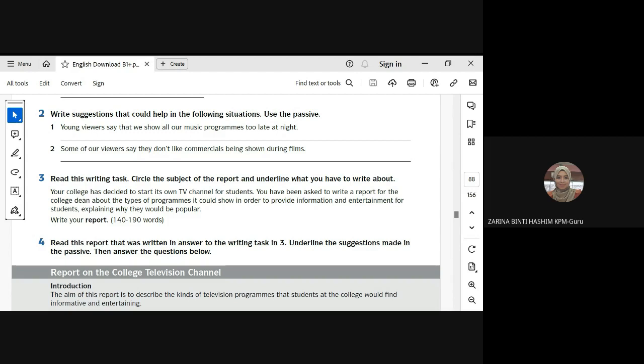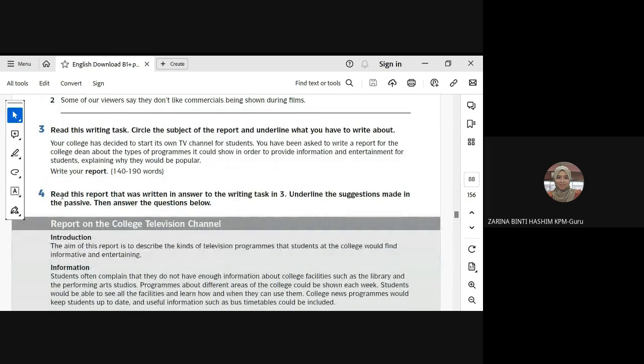So now this is the sample question for this type of report. I hope that you have underlined the subject and also the task that you have to give your answers or response to. Now let's look at the sample answer. This is the sample answer. Number 4: read this report that was written in answer to the writing task in number 3 just now.